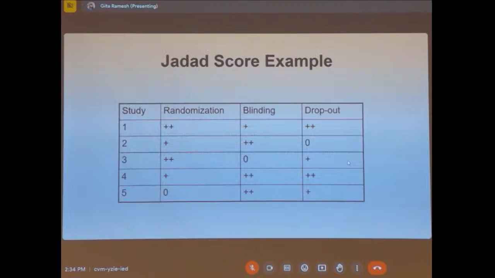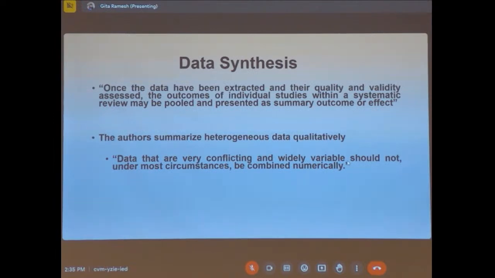The next slide will show you an example of how to do scoring using a GITA score, that is randomization, blinding and dropout. That means you will look in the systematic reviews for randomization, for blinding and dropout or attrition. And then you will collect all the data. Once you have collected the data, you need to synthesize the data. How do you do it?